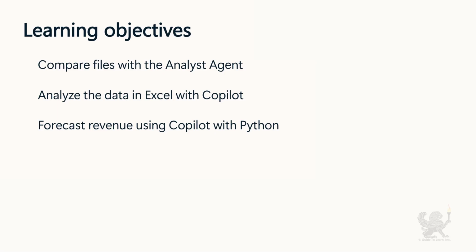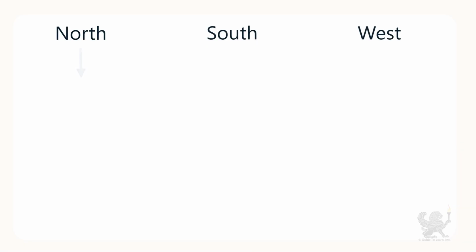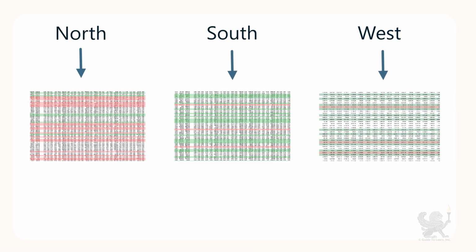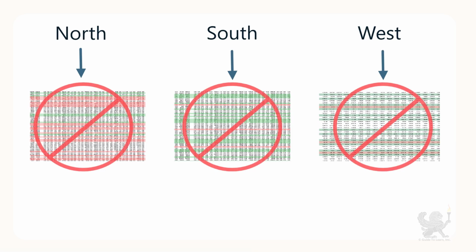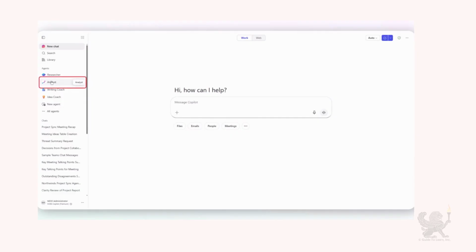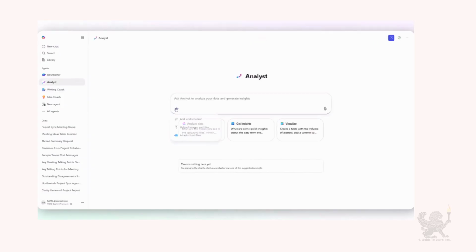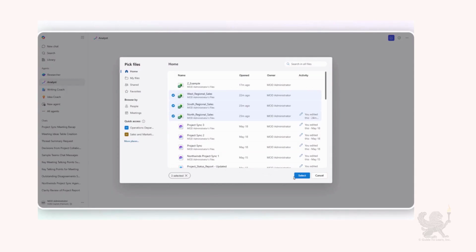She's reviewing third quarter sales results for 3 regions: North, South, and West. Each region has its own workbook. Instead of opening every file and manually comparing the data, she starts with the analyst agent to quickly identify where to focus. Alex opens the analyst agent in the Microsoft 365 Copilot app. Then she attaches the North, South, and West sales files.